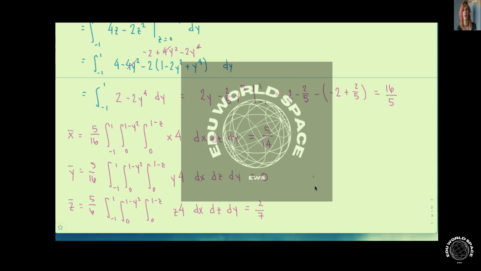Okay, so the center of mass is 5 over 14, 0, 2 over 7.